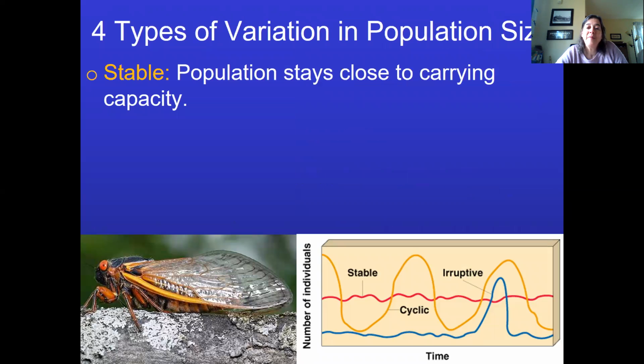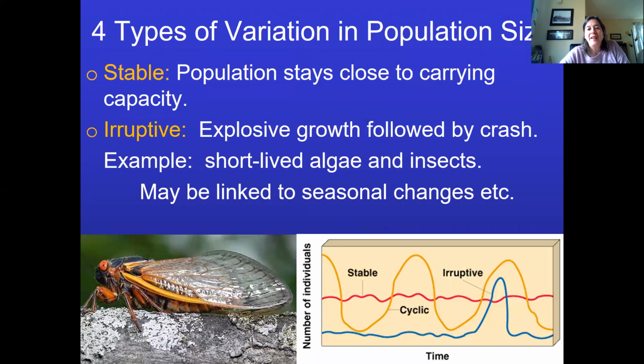Okay, so types of variations in population size, there's four. There's stable, where your population stays close to the carrying capacity. And if you look at the picture down below, it's not completely level because again, you're never going to be able to stay exactly at your carrying capacity. There's eruptive, where you have some explosion in growth and then you die off again.